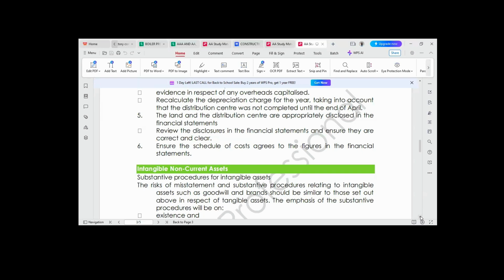That this intangible non-current asset, do they actually exist? And if they do exist, what is their value? What is their worth? Because if the worth is not properly computed, it will affect the purchase consideration. So if the purchase consideration is low, automatically the purchase goodwill will also be affected.